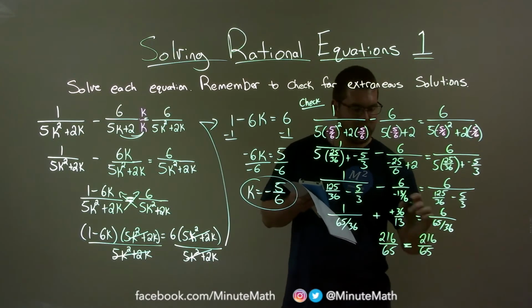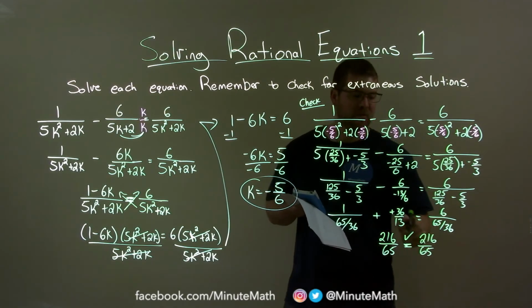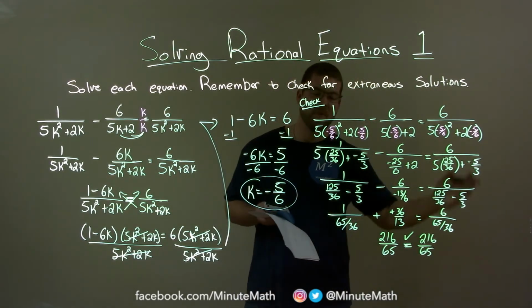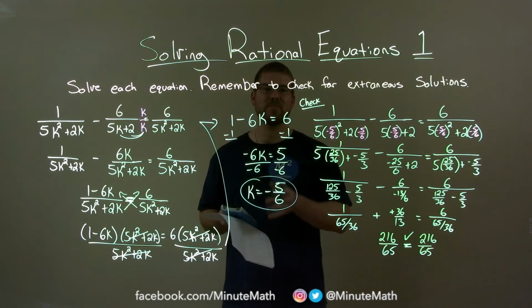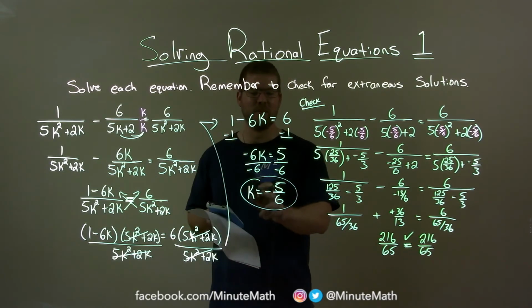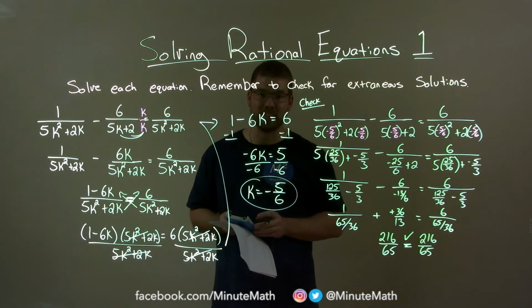So now, what does that mean? The left and right hand side are both equal, meaning we have a true solution. And so our final answer here is k equals negative 5/6.